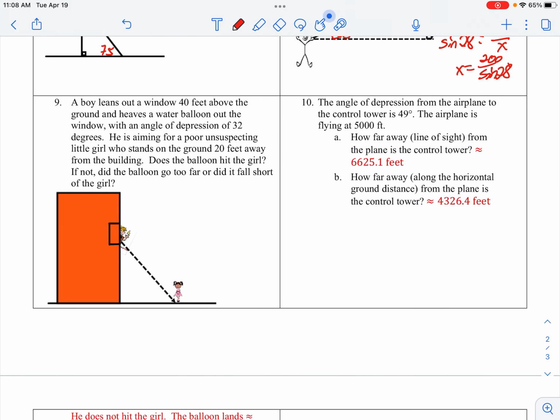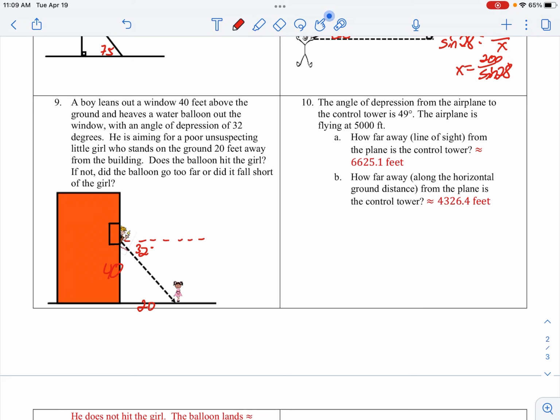Number 9, a boy leans out a window 40 feet above the ground and heaves a water balloon out the window with an angle of elevation of 32 degrees. He is aiming for a poor unsuspecting little girl who stands on the ground 20 feet away. Does the balloon hit the girl? So what we have here is, based off of where the boy is at and the angle of elevation he throws it at, does he throw it at that girl, or does it land in front of the girl, or is it behind the girl, or is it exactly 20 feet?